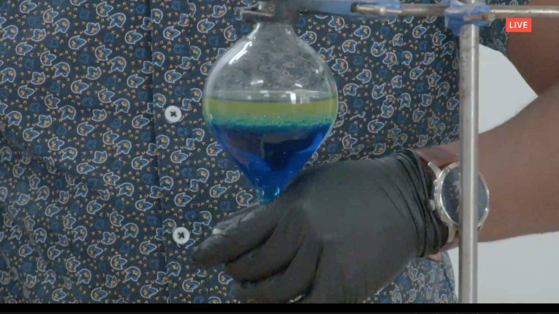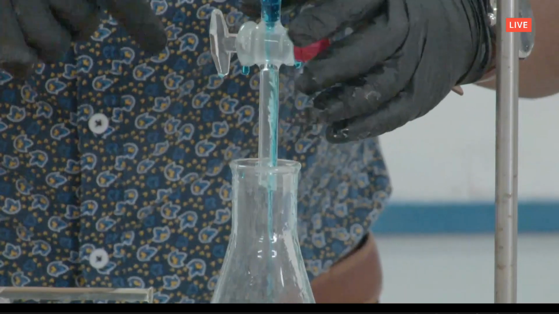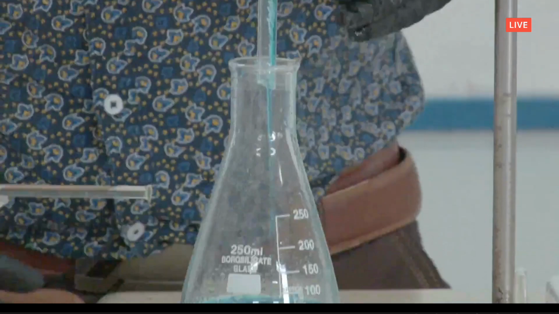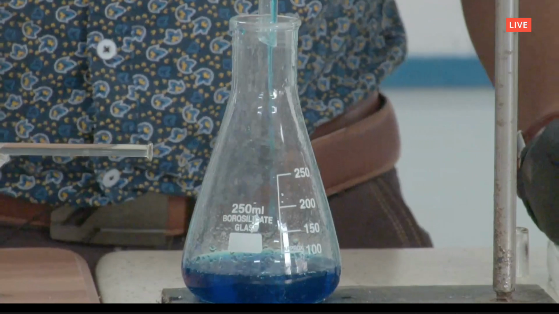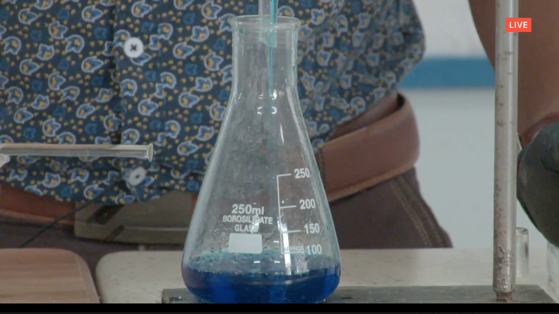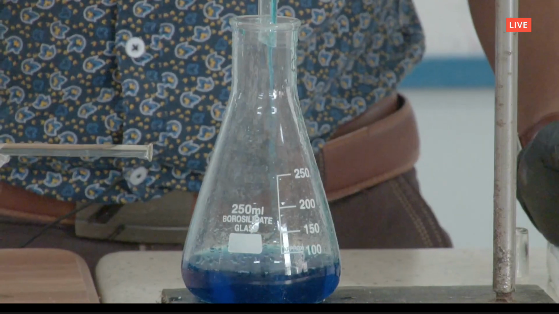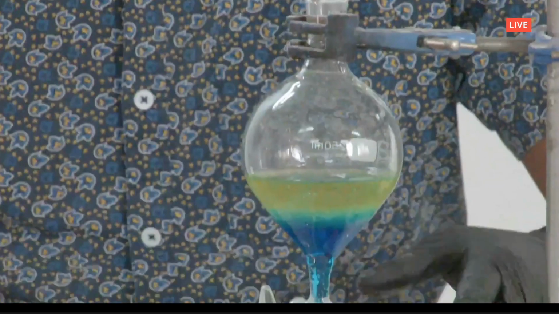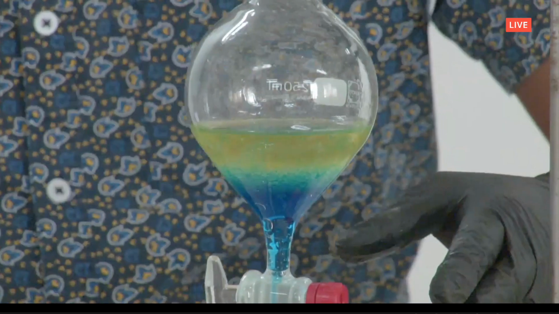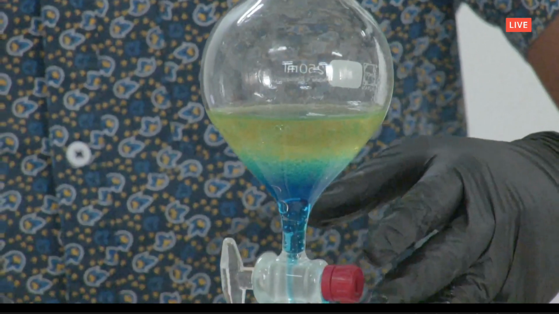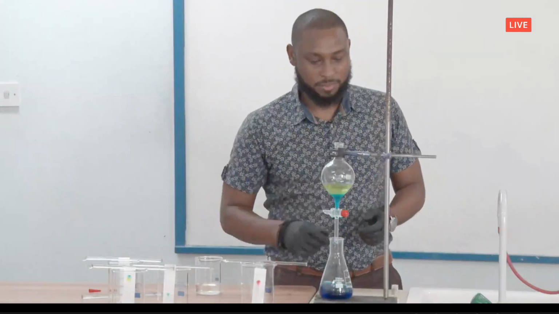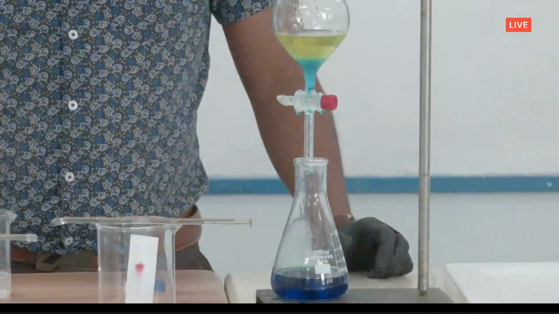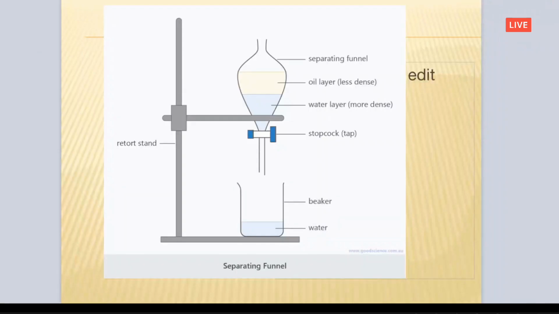So if you look down in the conical flask, as the water drains out, we're going to see if we can separate the water from the oil. Look at this. All right, it's getting close. You see that it's getting close? It's going to be at the ready in our separating funnel. All right, so that's how we use a separating funnel. So next slide, please.